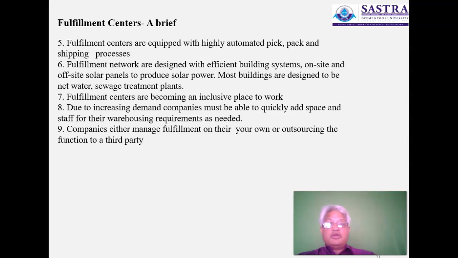Modern fulfillment centers are becoming a very inclusive place of work, and they are kept in very hygienic conditions with state-of-the-art technology, and the place is a very nice location for the educated class to pursue their careers in. With this increasing demand, companies must be able to quickly add space and staff for the warehousing requirement. So companies either manage fulfillment on their own or outsource the function to a third party.